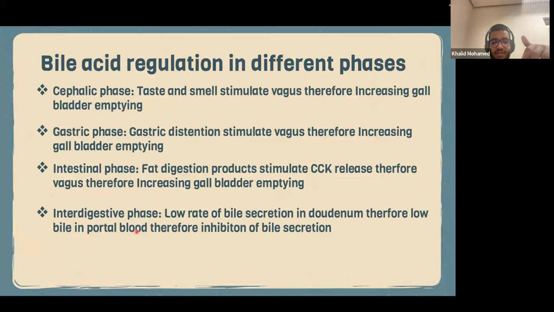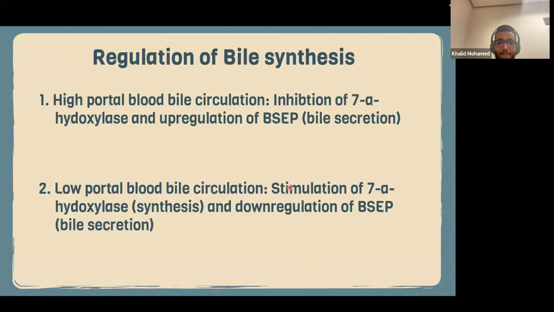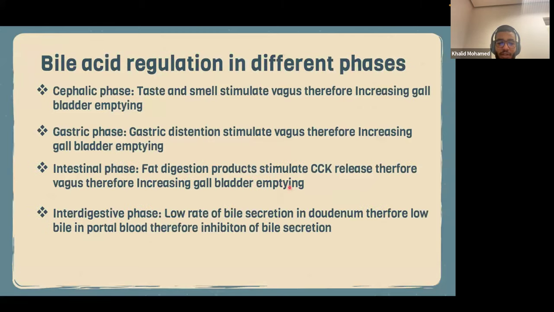What about the interdigestive phase between meals? You don't need bile in the duodenum. There's nothing stimulating you to release bile, so the sphincter of Oddi should be closed, right? Remain closed. So the low rate of bile secretion in the duodenum will tell the vagus and the gallbladder that I don't need to secrete any more bile. So low bile in the portal blood, and therefore inhibition of bile secretion, as we said over here. Okay, all clear until now?